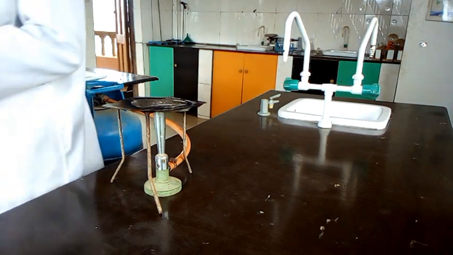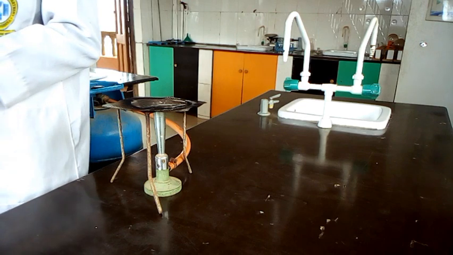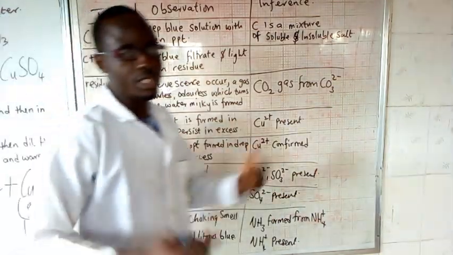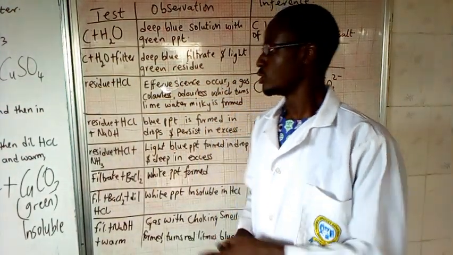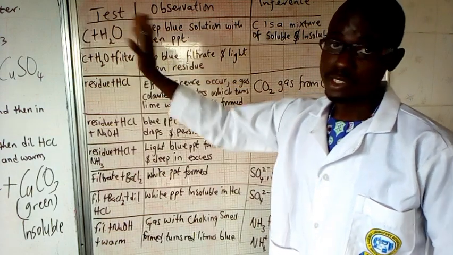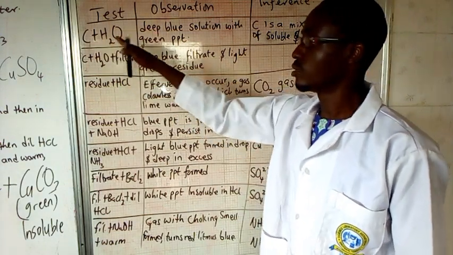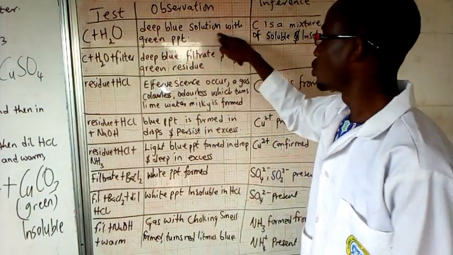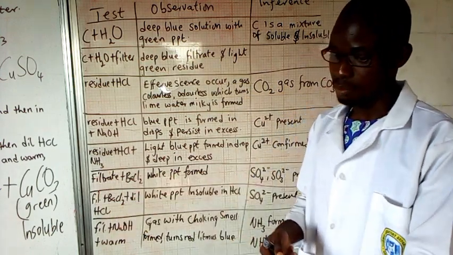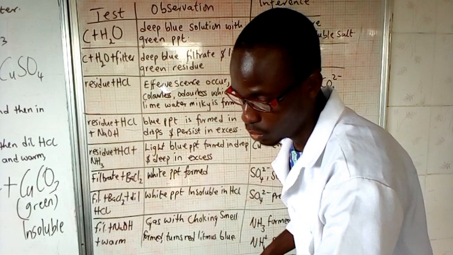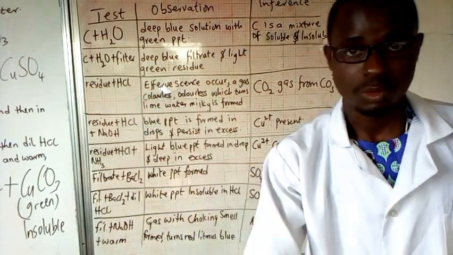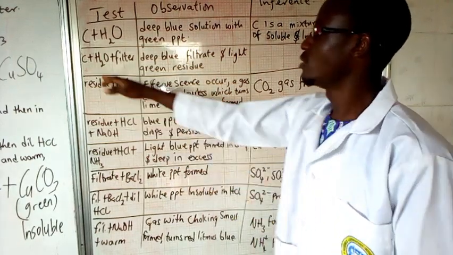So now let's look at how the table is going to be like after the experiment. With all our observations and inferences from the tests, everything has been summarized in this table. Like the first step we performed with C and water, we have a deep blue solution with green precipitate. The precipitate is green, just like I told you. This happens to now be the residue. So then we filter that.